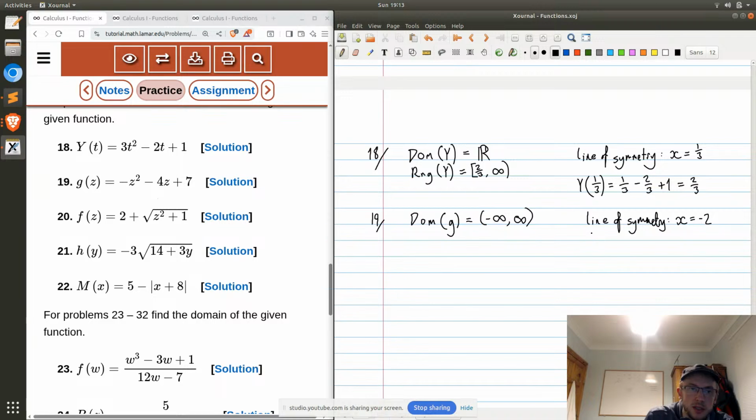And then make the substitution of negative 2 into G to determine the y coordinate of the global maximum. So the negative of negative 2 squared is negative 4, and then negative 4 plus 8 is 4, and then 4 plus 7 is 11. So it should be 11. The range of G should be negative infinity to 11 inclusive.